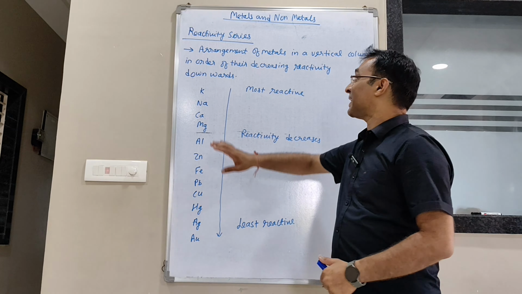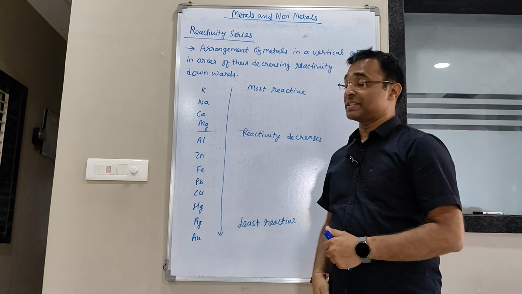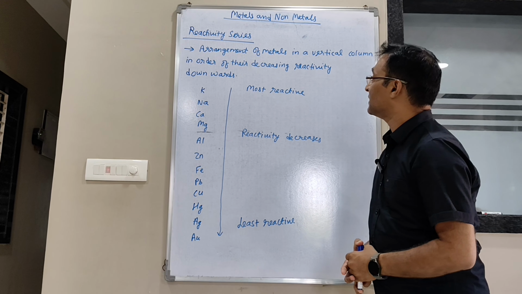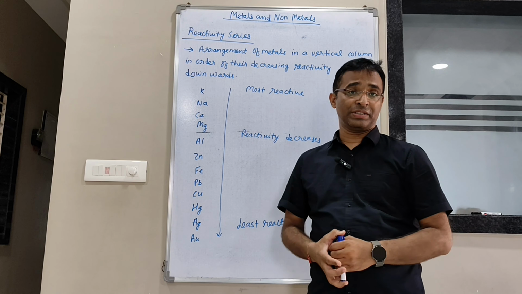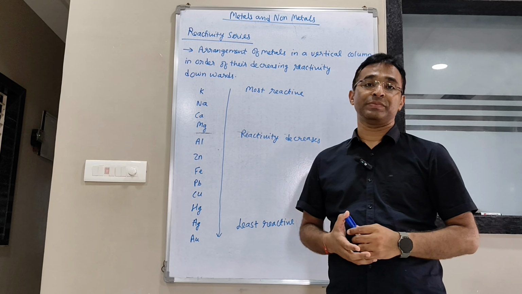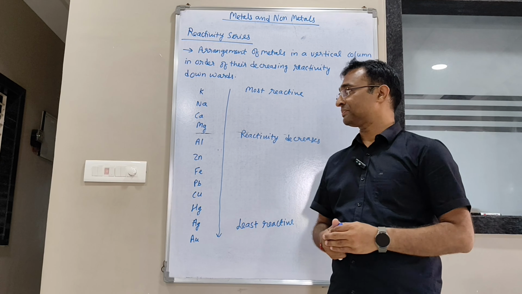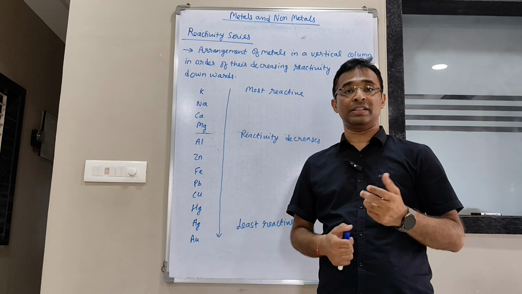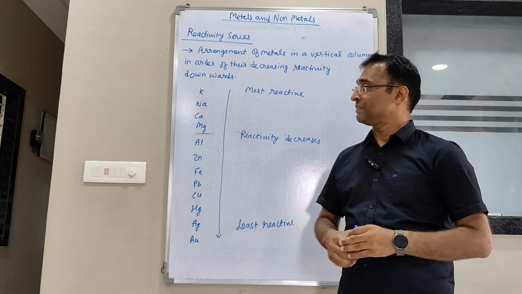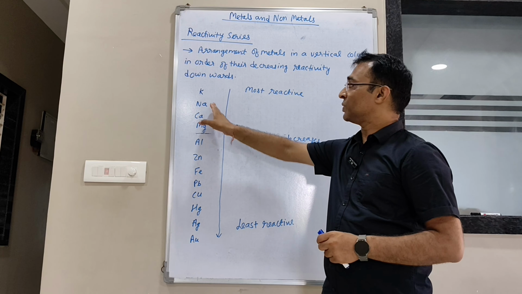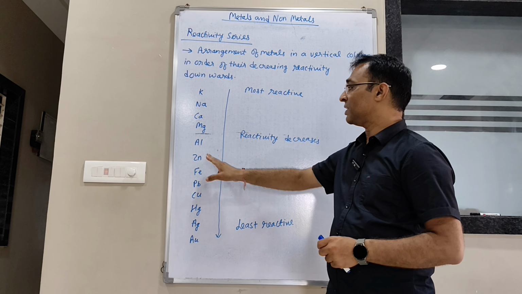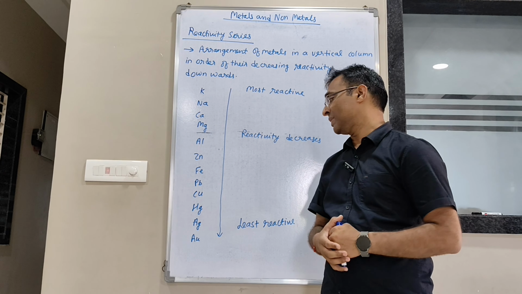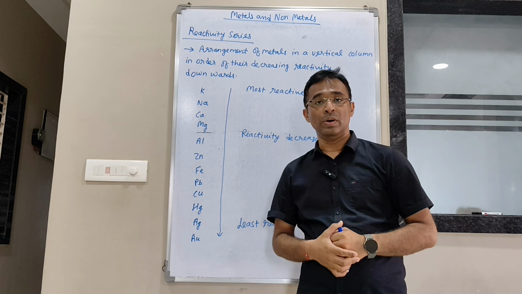Next, reactivity series. Arrangement of metals in a vertical column in order of their decreasing reactivity downwards is known as reactivity series. So there are certain elements which are arranged in a proper order according to how they react with other chemicals. For example, potassium, sodium, calcium, magnesium, aluminium, zinc, iron, lead, copper, mercury, silver and gold.